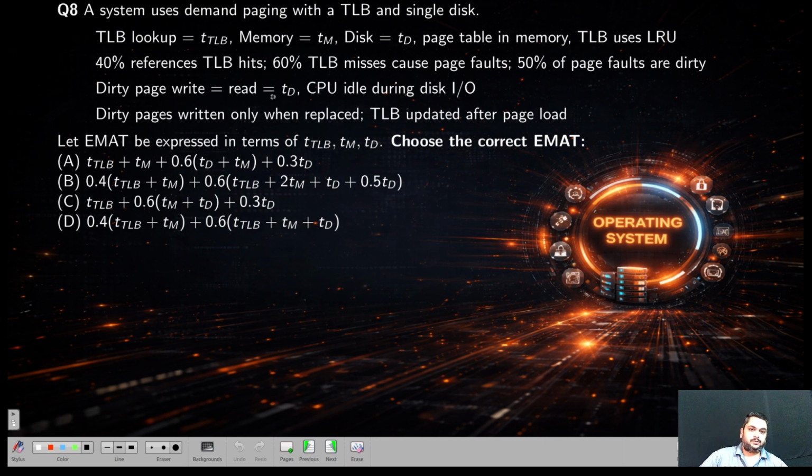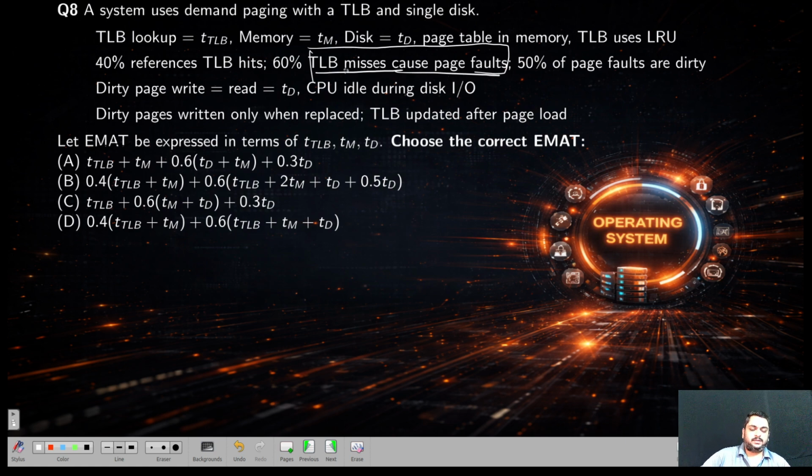Next, they may also include page faults and other conditions. For example, you may already know the formula to calculate effective memory access time when the page fault rate is given. But if you apply that formula, it will not work here. Why? If you observe here, TLB misses cause page faults. This is very important here. If you miss this point, then you'll get a wrong answer.